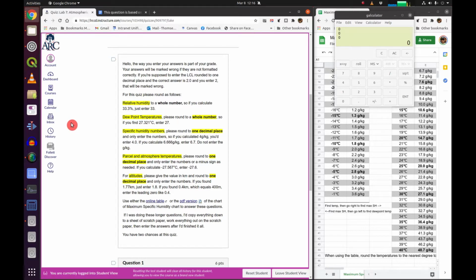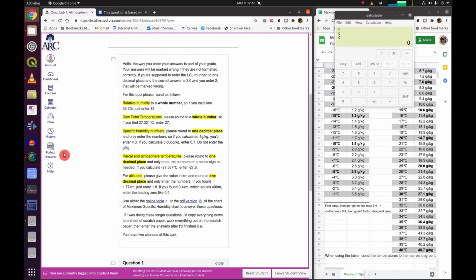For this quiz, please round as follows. Relative humidity to a whole number. So if you find 33.3%, the answer that you're going to enter is just 33. Dew point, please round to a whole number. So if the dew point that you find is 27.321 Celsius, just enter 27, round it to a whole number.